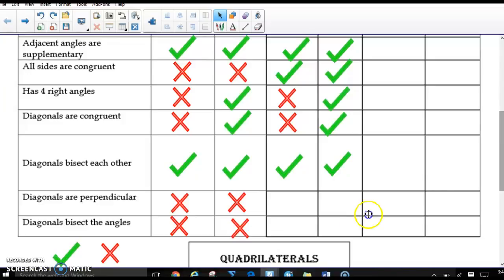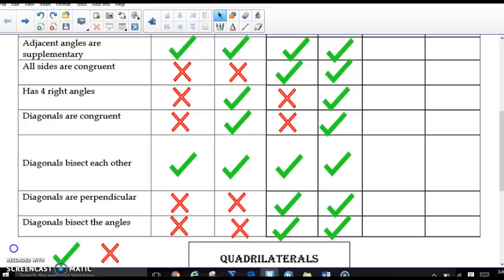And then we have 2 spots left here. The diagonals of a rhombus will end up being perpendicular, which means that will also happen in a square. And the diagonals will bisect the angles. So wherever the diagonal hits the angle, it's actually going to cut it in half. And once again, we have that true for a square.